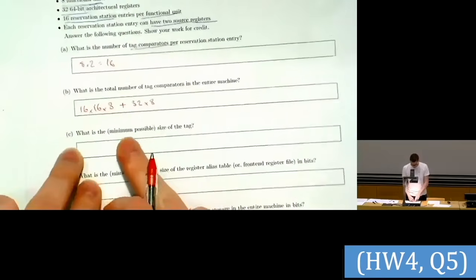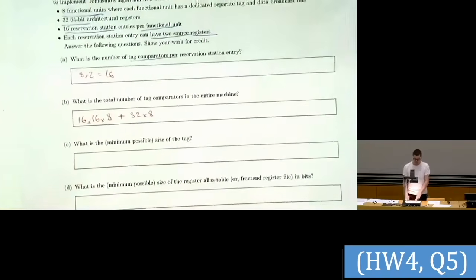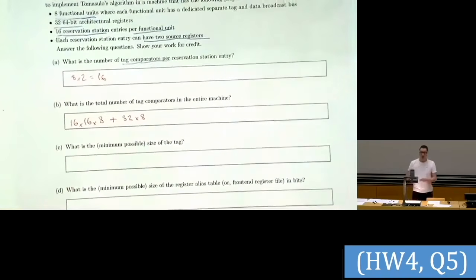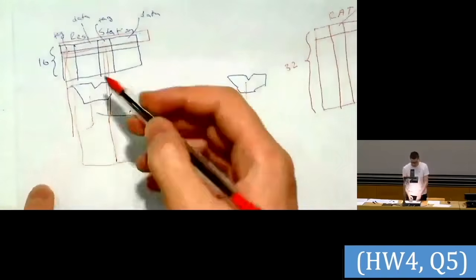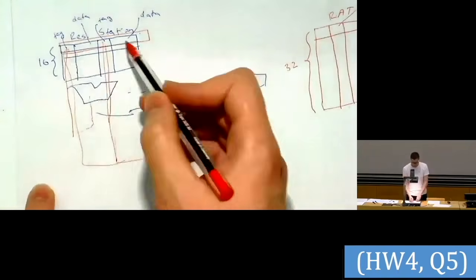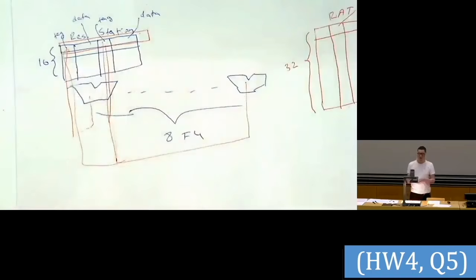What is the minimum possible size of the tag? So this depends on how many entries you have in all reservation stations, right? As we show here, in a single reservation station, you may have 16 entries for which you can do some computation and produce a result, right?